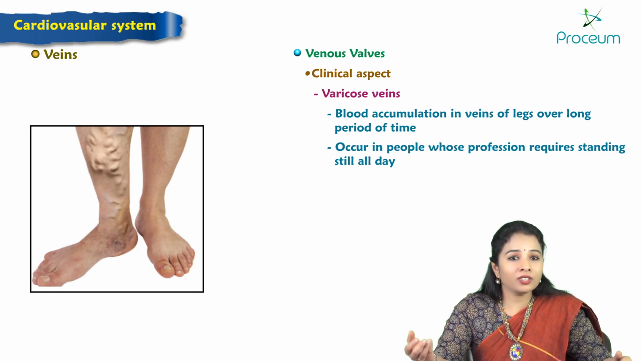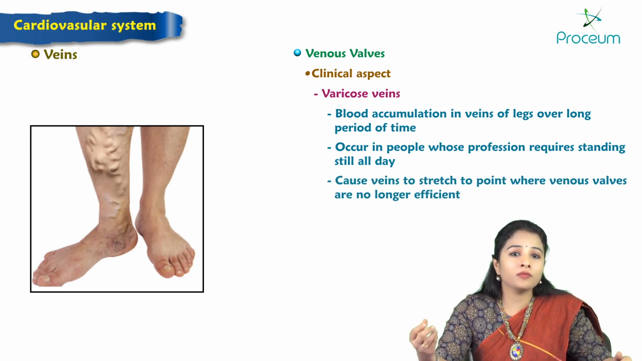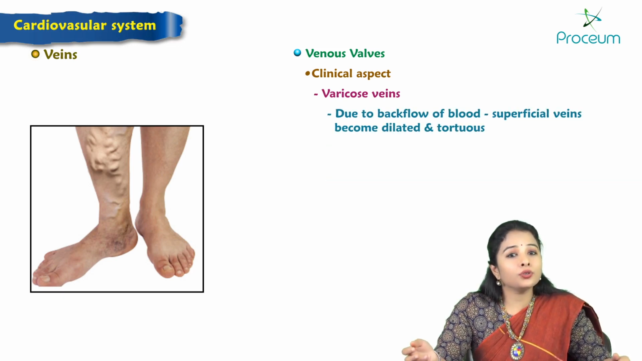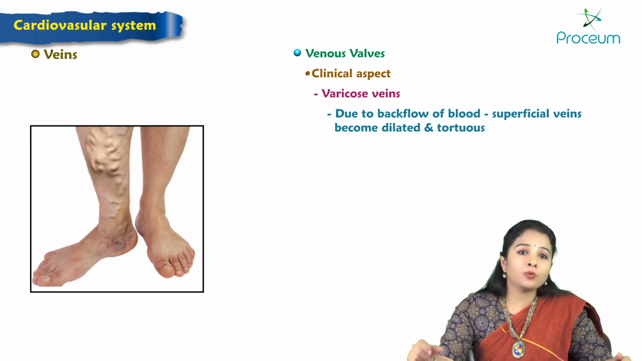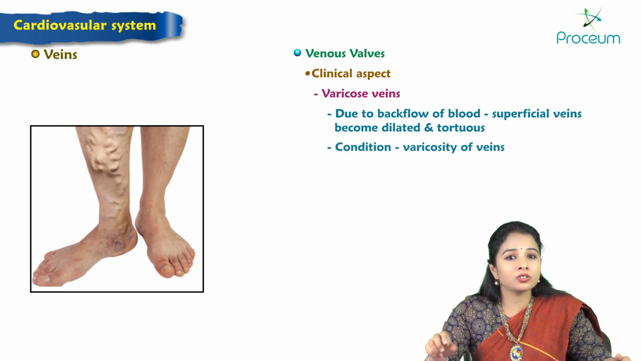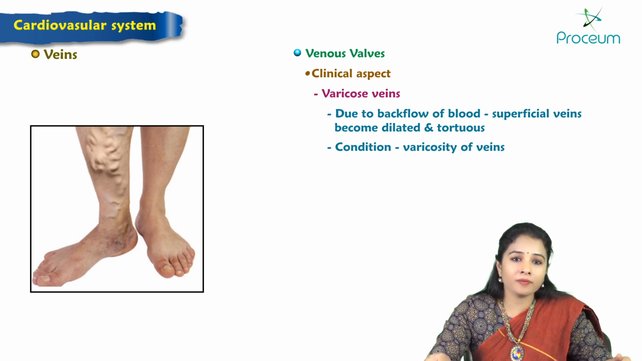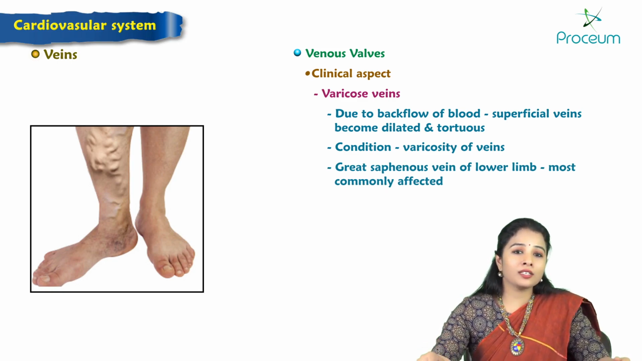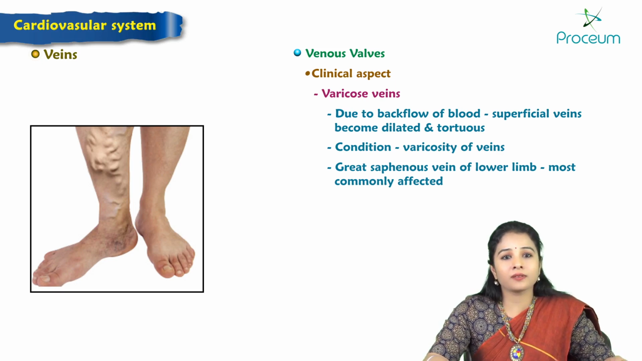So the professions where we see standing still all day can cause veins to stretch at a point where the venous valves are no longer efficient, so they become incompetent. Consequently, due to the backflow of the blood, the superficial veins become dilated and tortuous, and this condition is called varicosity of veins. The great saphenous vein in the lower limb is most commonly affected due to varicosity. So that is about varicose veins.